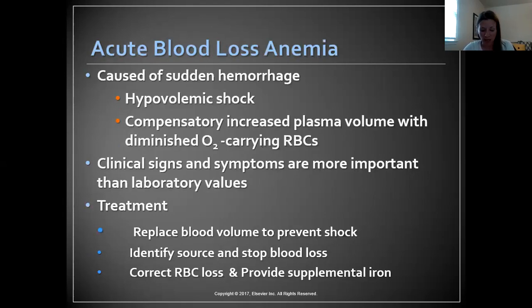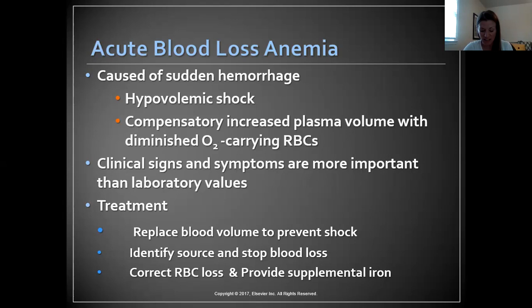Acute blood loss anemia occurs because of a sudden hemorrhage from trauma, surgery, or diseases that disrupt vascular integrity. Clinical concerns result from either a sudden reduction in total blood volume that can lead to hypovolemic shock, or if the acute blood loss is more gradual, the body maintains its blood volume by slowly increasing the plasma volume, but then the number of red blood cells is significantly diminished.